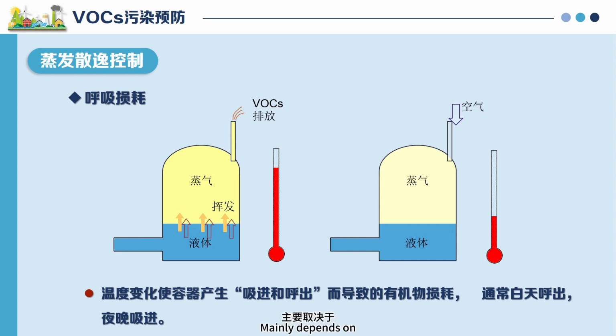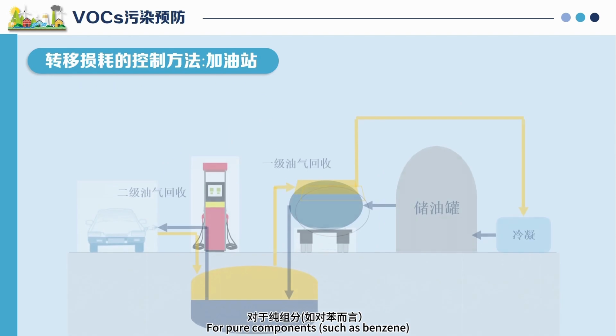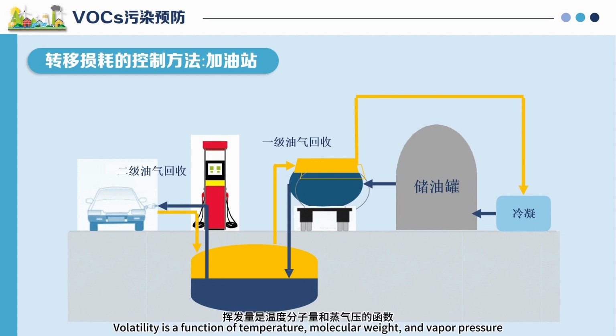Volatilization of VOCs mainly depends on the vapor pressure and molecular weight of organic substances. For pure components, such as benzene, molecular weight is a constant. Vapor pressure is a simple function of temperature. For VOC mixtures such as gasoline, during the gasification of liquid organic matter, the vapor pressure and molecular weight of the vapor change. Volatility is a function of temperature, molecular weight, and vapor pressure.